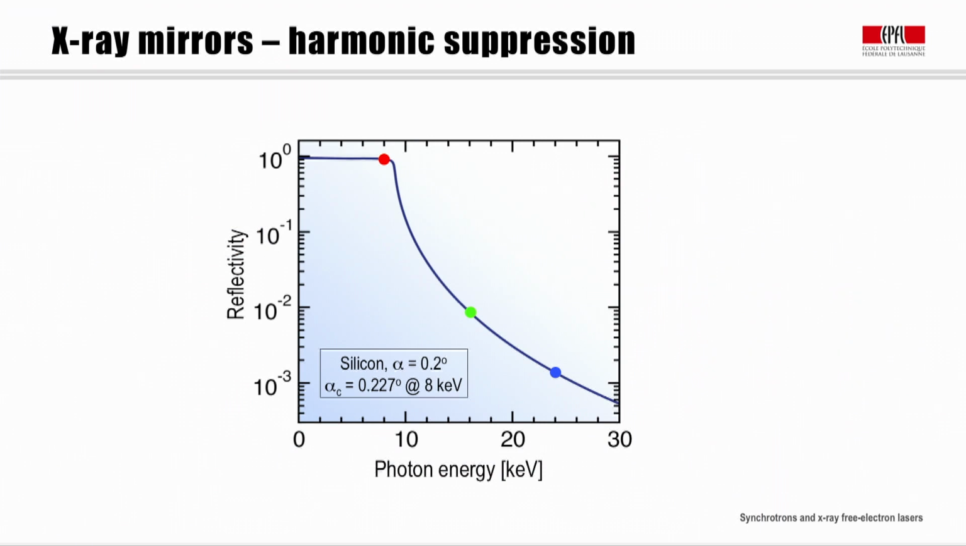As an example, a silicon mirror tilted at an angle of 0.2 degrees will efficiently reflect 8 kilo-electron volt radiation, for which the critical angle is 0.23 degrees.